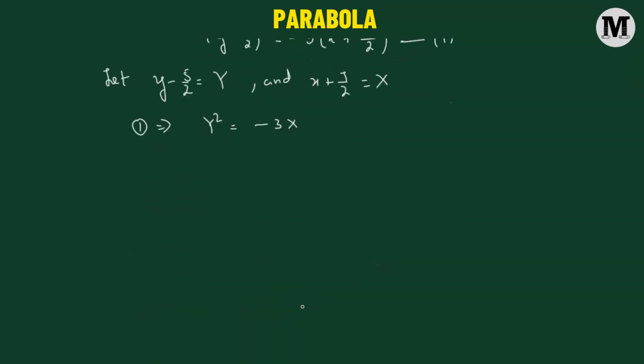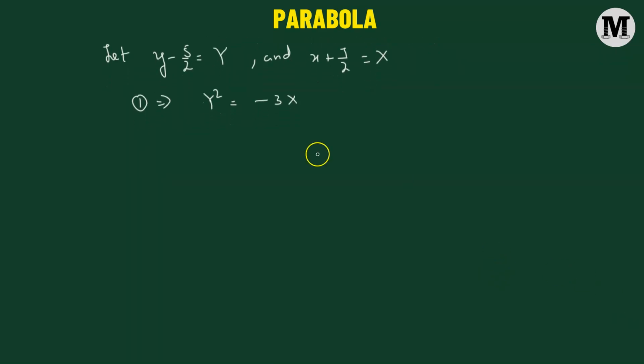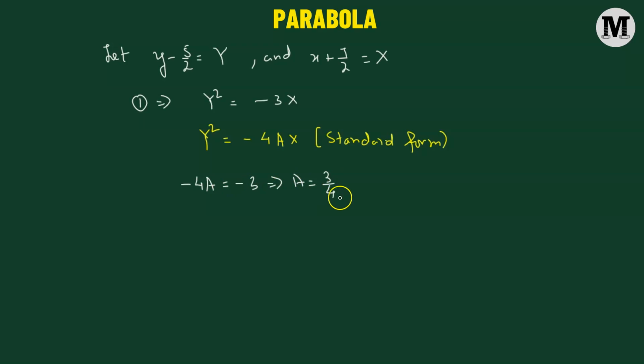So this is comparable to the standard form. The standard form will be y² = −4ax. So here we take the standard form, y² = −4ax. This is going to be the standard form of a parabola. Now for this particular parabola, if we compare, then we get −4a = −3, which means that the a value comes out to be 3/4. We're going to use this value. We'll come back to this in a moment.